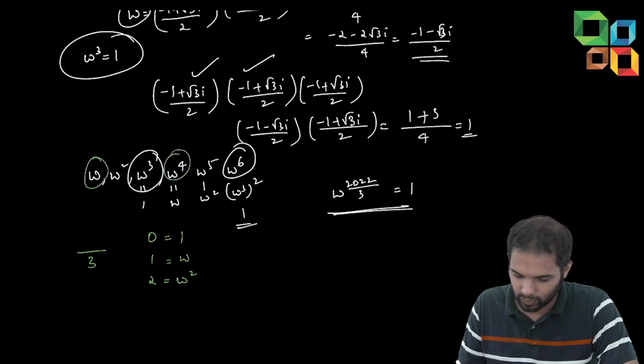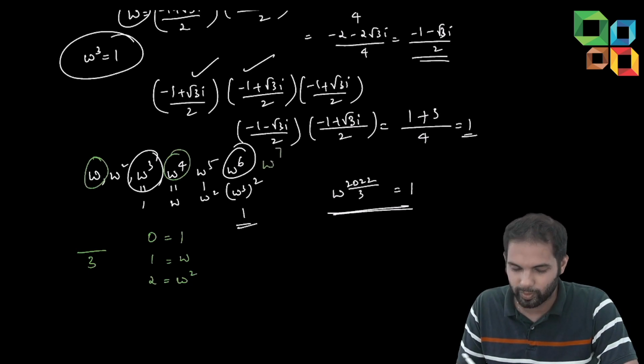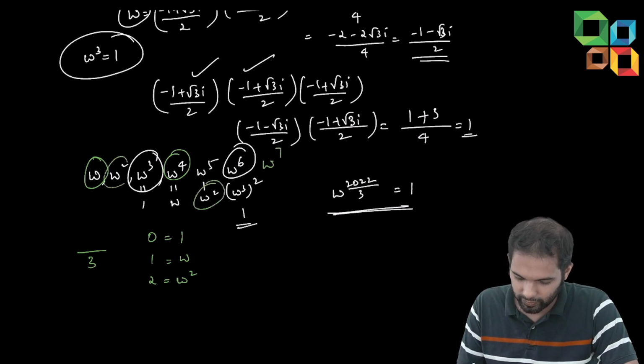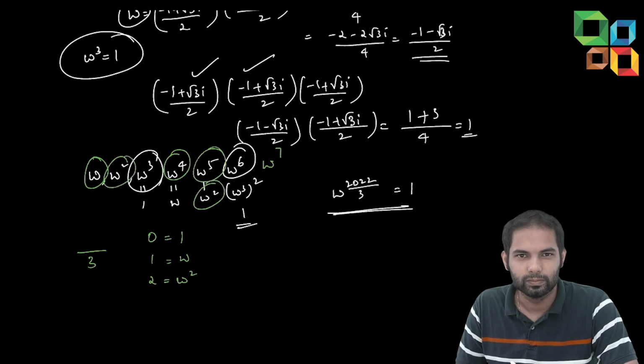This remainder, which is 1: omega, omega power 4, omega power 7. Correct? You'll get omega square if the remainder is 2. Clear? If it's a perfect multiple of 3, the remainder is 0, or in other words, it's equal to 1.